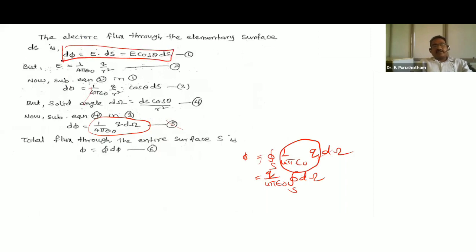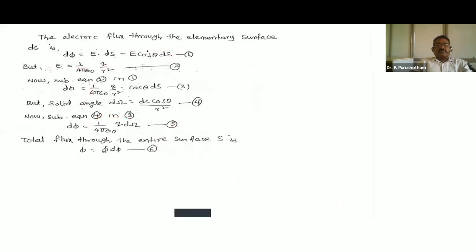Yesterday's class, E dot ds is equal to E ds cos θ, or E cos θ into ds. But this is the electric field intensity formula, you know very well. So E is equal to 1 by 4π ε₀ into q by r². Just substitute here, so we get equation 3. In this equation 3, we can observe ds cos θ by r², that is dΩ. dΩ is known as solid angle. Now substituting this equation 4, dΩ, in equation 5, dφ is equal to 1 by 4π ε₀ q into dΩ.